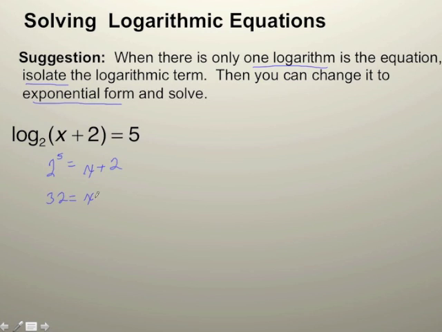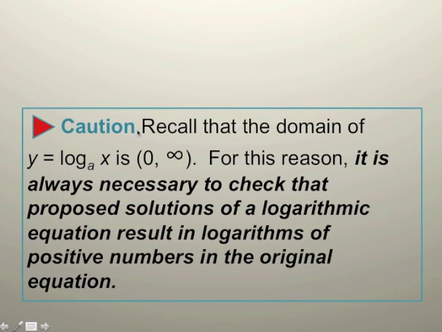32 equals x plus 2, and x equals 30. And we have solved this equation. We want to check that 30 plus 2 is 32. The exponent we raise 2 to get 32 is 5, so it checks. And here's a reminder that we must always check.